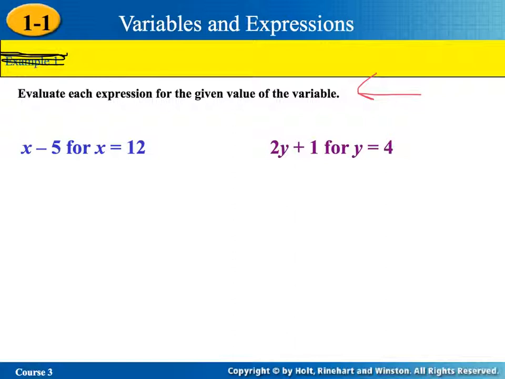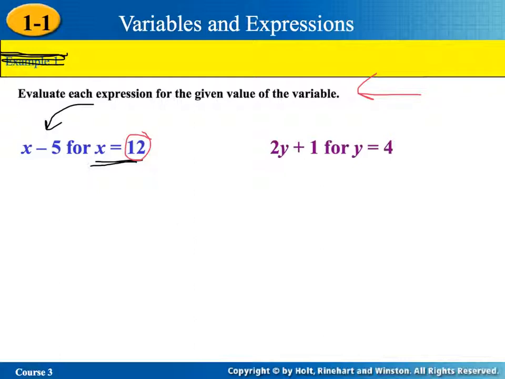All right, here we go. If I'm looking at x minus 5 for x is equal to 12, okay? If I know x is equal to 12 and my algebraic expression is x minus 5, all I'm going to do is take this 12 and put that 12 in anywhere I see an x. Anywhere I see an x, I plug that 12 in.